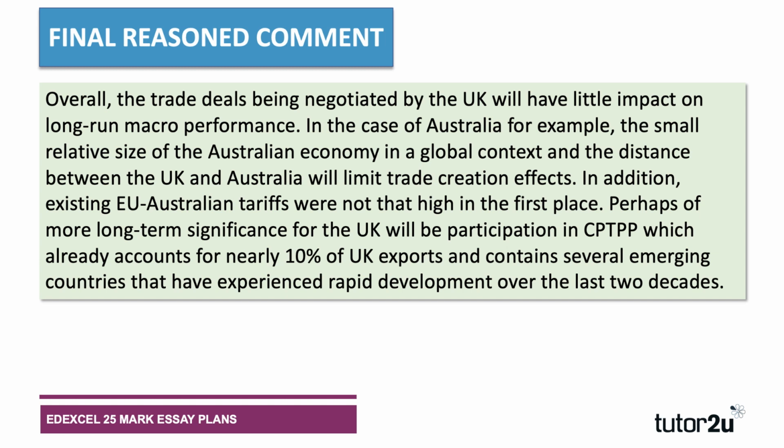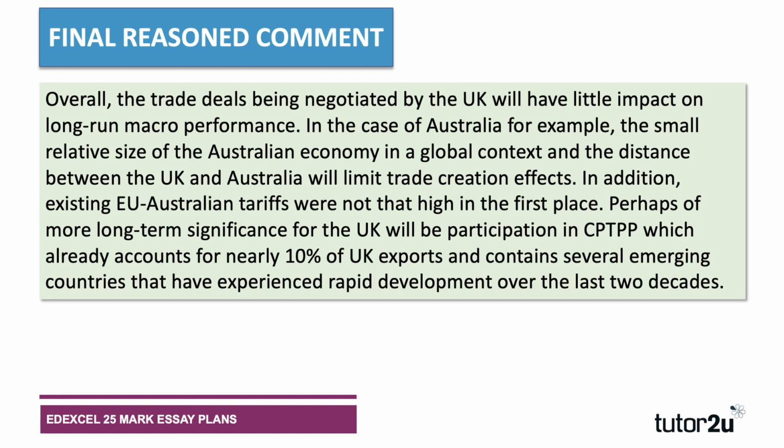The final reason comment doesn't have to be particularly long, but I think it's a good example of where you just try to say something fresh. Don't just repeat points already made. Try to say something slightly different, perhaps. So overall, the trade deals being negotiated by the UK will have little impact on long-run macro performance. In the case of Australia, for example, it's a relatively small economy in global context, and the sheer distance between the UK and Australia will limit trade creation effects, particularly in merchandise products. Perhaps it's easier in services. In addition, existing EU-Australian tariffs were not that high in the first place. So although we've struck a trade deal, European Union and Australian tariffs weren't particularly high already, so not much of a gain in terms of trade creation.